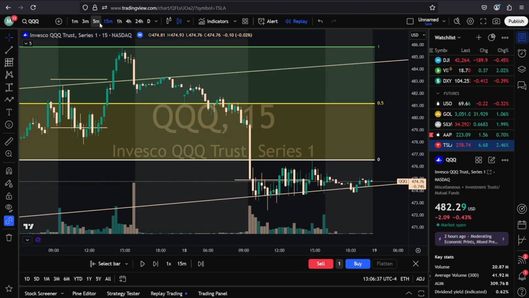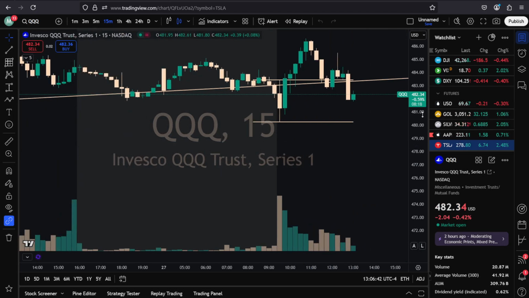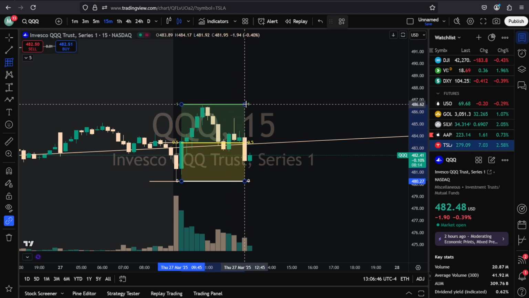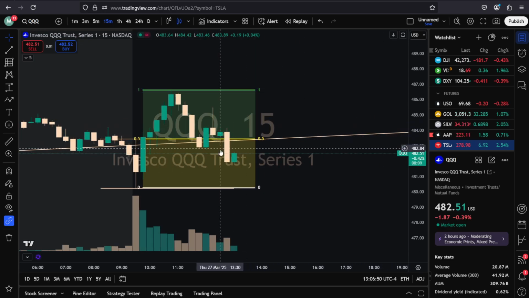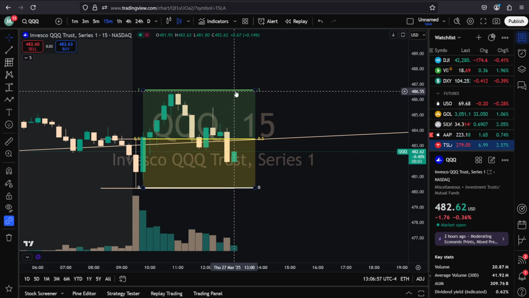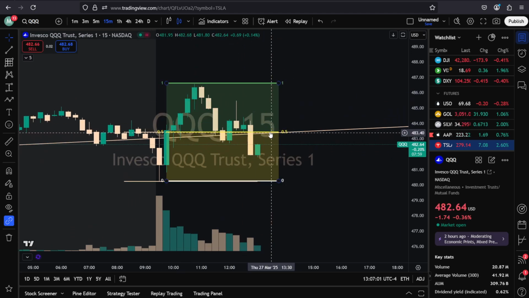And again, going back to today's price action, let's exit this replay mode. If we're using it on today's price action, it looks pretty messy, right? There's not really a lot of clean breaks. We're not tapping the 0.5 and holding it. We're not tapping the 0 and holding it. We're not tapping the 1 and holding it. This is just a day that you close the charts. You do not need to force trades on this day.